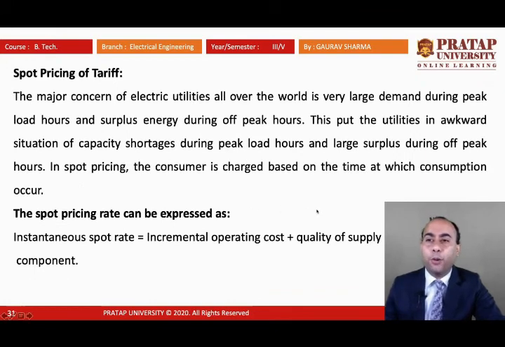And we also have spot pricing of tariff. A major concern of electricity utilities all over the world is very large demand during peak hours and surplus energy during off-peak hours. This puts the utility in an awkward situation of capacity shortage during peak load hours and large surplus during off-peak hours. In spot pricing, the consumer is charged based on the time at which consumption occurs. Here the instantaneous spot rate is equal to the incremental operating cost plus a quality of supply component.